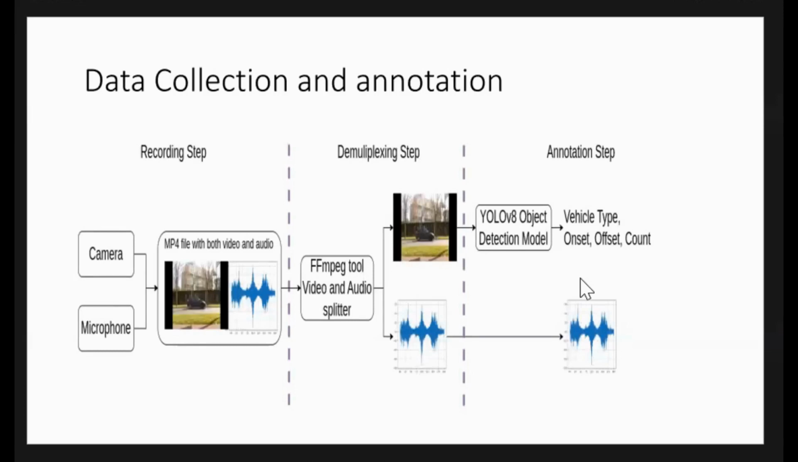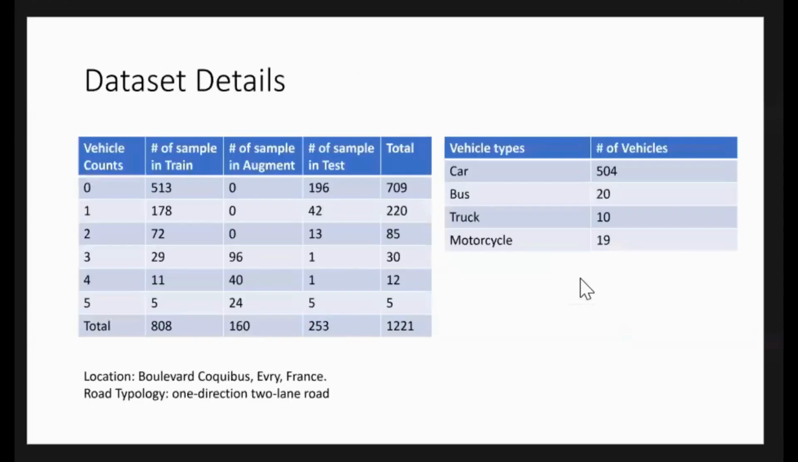To speed up this process, we use an object detection model, YOLO V8. YOLO V8 detects the vehicles, and it gives the types, the onset and offset of the vehicles, and how many vehicles go through. By using these labels, we were able to create the data sets. We collected our data set at a road with one direction and 2 lanes.